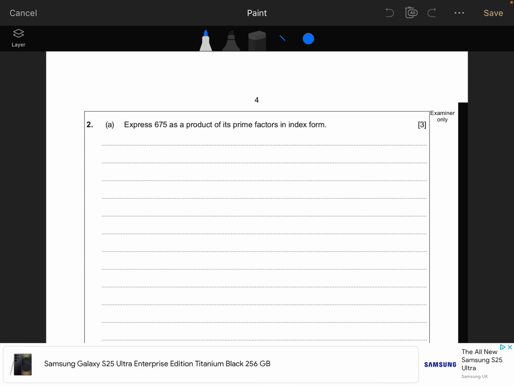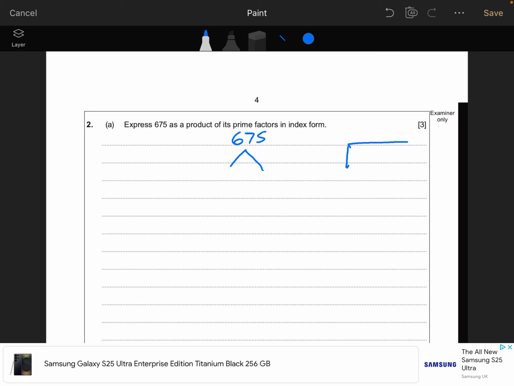Question 2. Express 675 as a product of its prime factors in index form. And we need to start off using a factor tree. And this is an upside down tree, if you like. 2 branches. I want 2 numbers that multiply to give 675. This is a non-calculator paper, so I can't use a calculator here to help me. So I'm looking at a number I can divide into 675, and as it has a 5 at the end, it will definitely divide by 5.